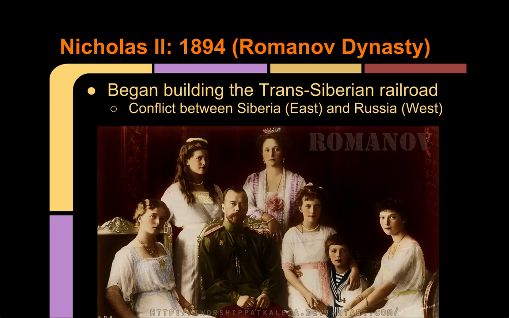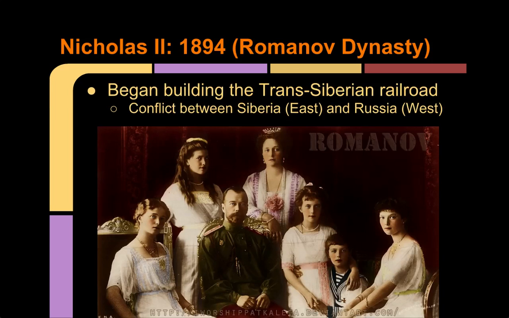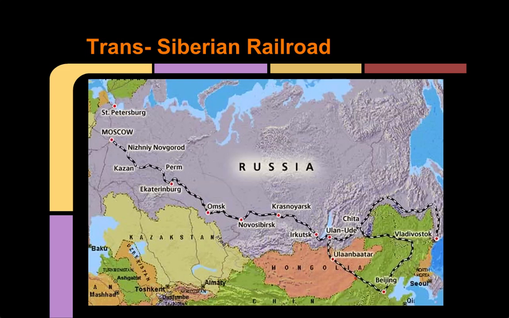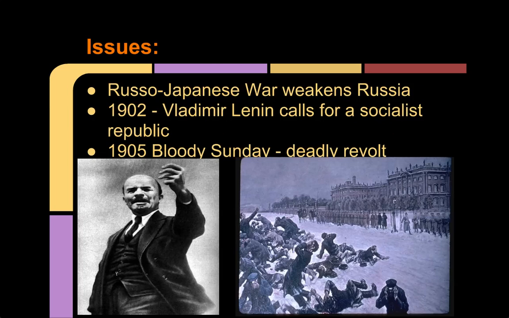The Romanov dynasty will be the last dynasty of Russia. If you've ever seen the movie Anastasia, it's a Disney movie. Anastasia is part of the Romanov family. When we talk about Bloody Sunday in 1905, it's going to be a deadly revolt against people who want reform and change in Russia.